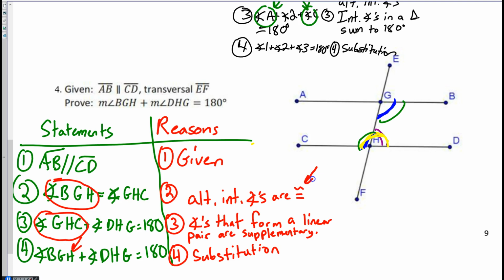Now notice for my step for number 2, I didn't write out the whole thing, but on a test I expect you to write out the entire definition.